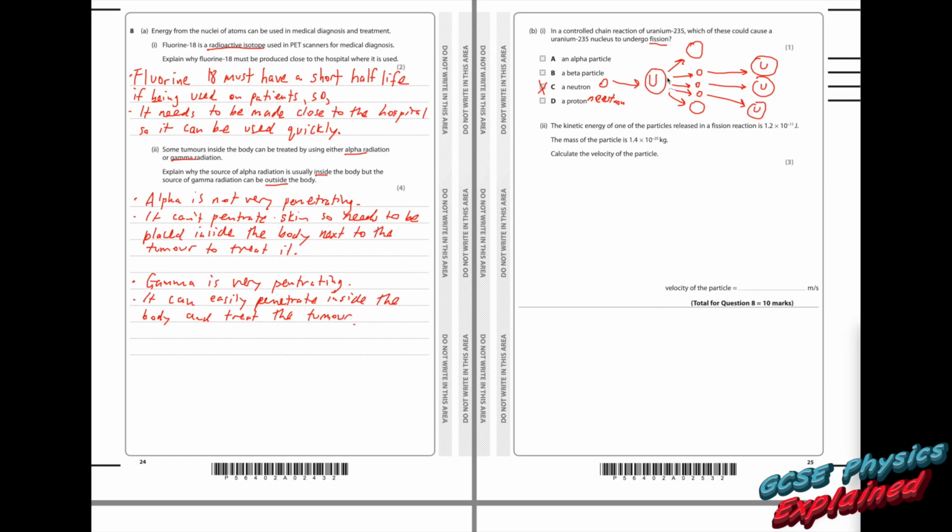Now at this part, energy is also emitted, and that's the energy that we use in order to turn water into steam. Steam turns a turbine, turbine turns a generator, or rather the energy is used to heat a moderator, which is a liquid. The kinetic energy of one of the particles released in a fission reaction, so I guess that's these little neutrons, is 1.2 times 10 to the minus 11 joules. The mass of the particle is that.